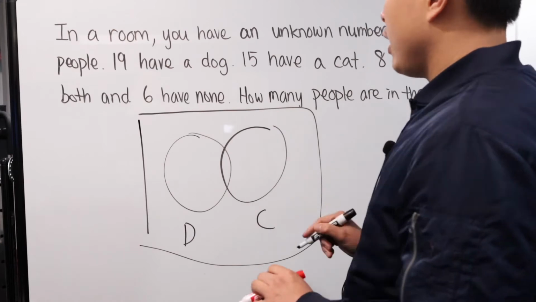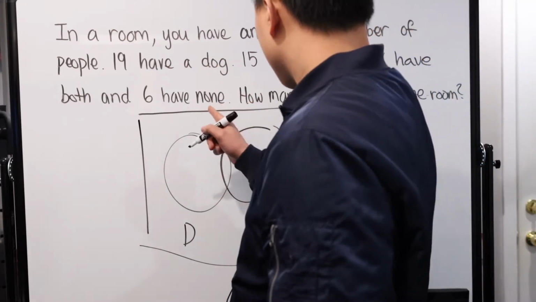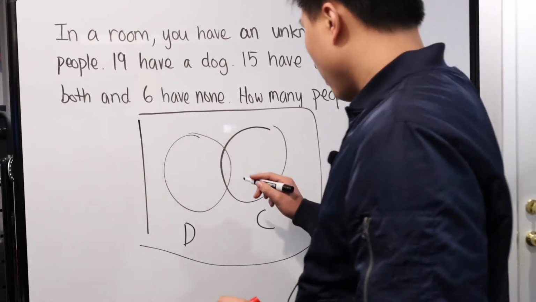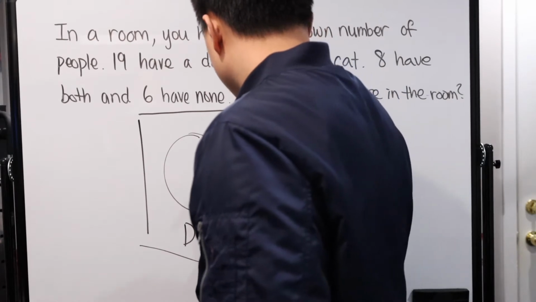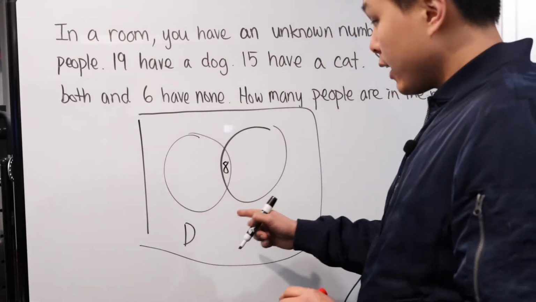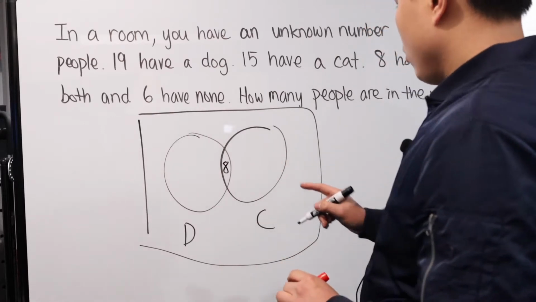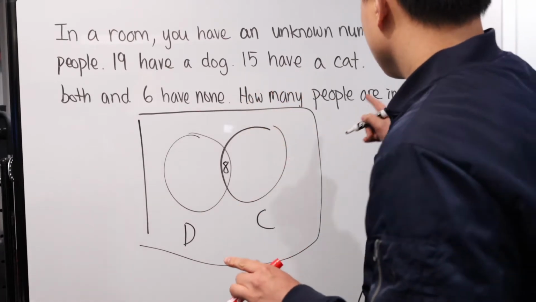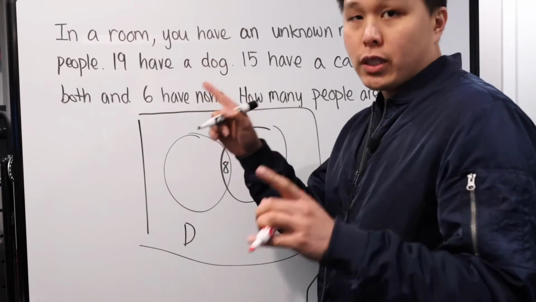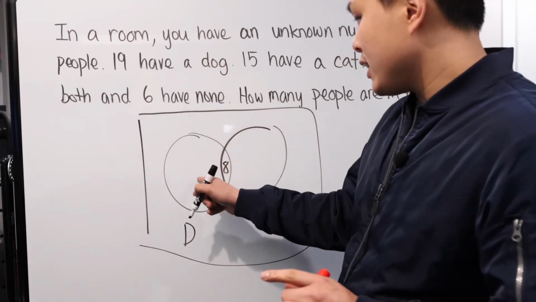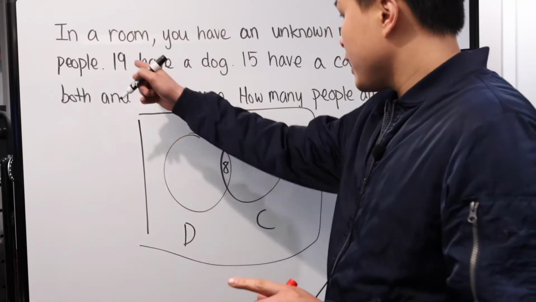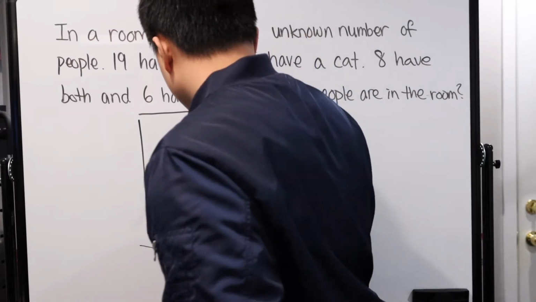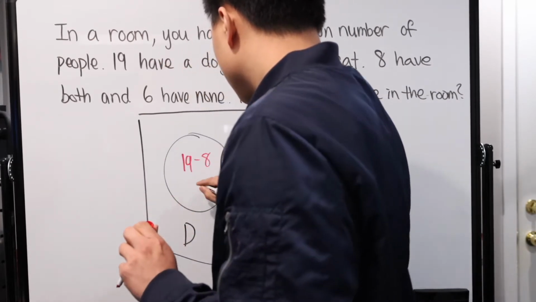So in a room you have an unknown number of people. You have 19 who have dogs, 15 that have cats, 8 have both, and 6 have none. Well, in this case, let's do both first. So 8 individuals have both a cat and a dog, right? If we know that 19 of them have a dog, there's an overlap, because the 8 who have both are going to be counted in the 19. So instead of 19 here, technically what we have is 19 minus whatever they shared. That's 19 minus 8, which is 11.